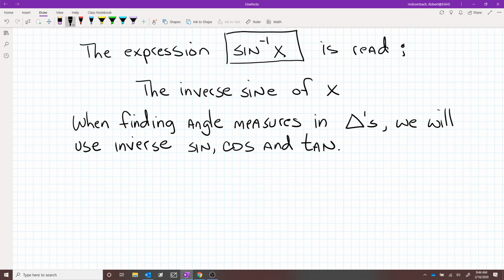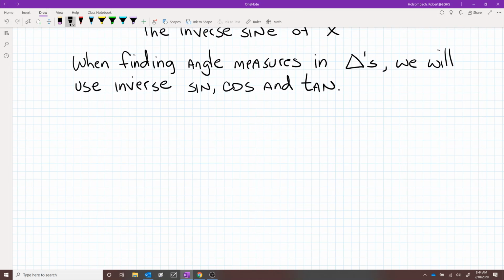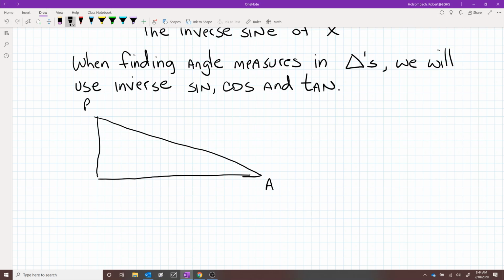So let's do an example, and that's really the best way to explain how to use the inverse function of sine, cosine, and tangent. So we got a triangle, and we're still working with right triangles. If we're given a right triangle, and we got angles A, B, and C, and side AB is 20, and side BC is 6. We are still going to use the acronym SOHCAHTOA.